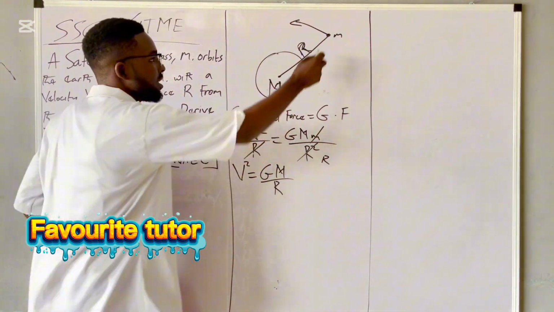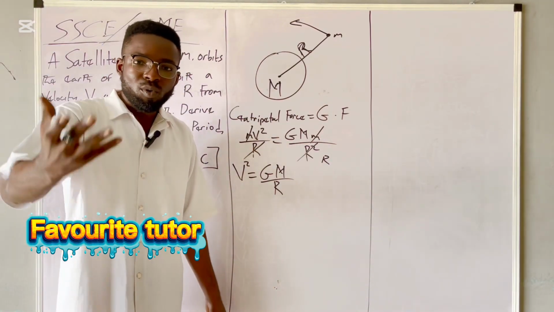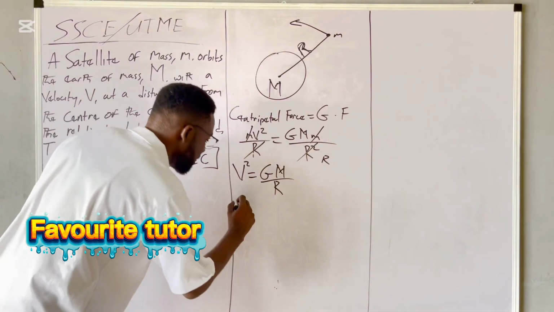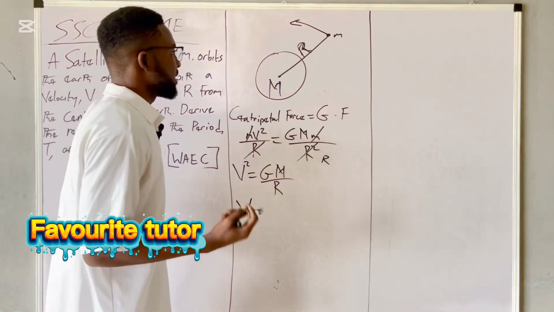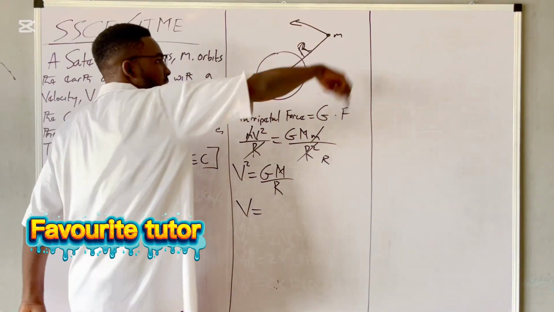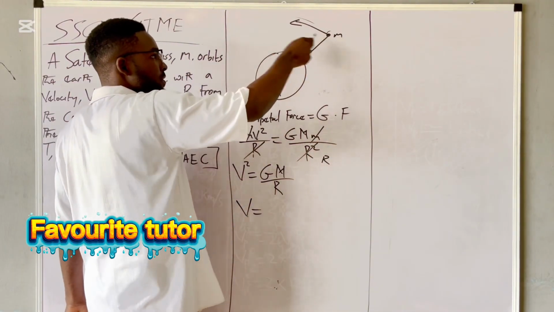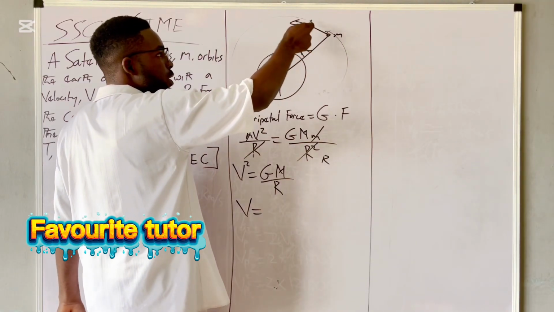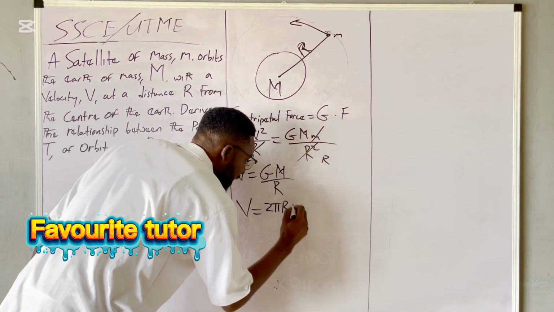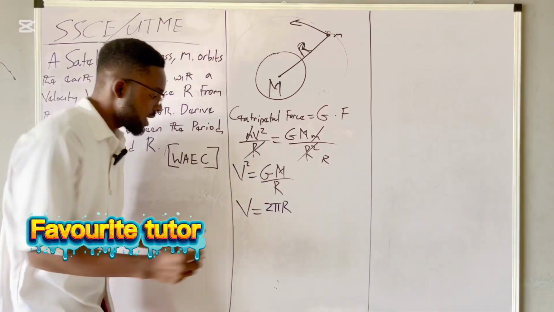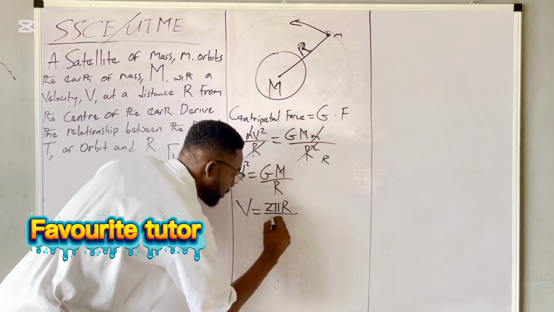From this speed, it's moving around the Earth. This thing is under circular motion. We know that speed is equal to distance over time. Now, if this thing orbits, makes one revolution, what is the distance? The distance becomes the circumference of a circle. And the circumference of a circle is 2 pi r. This is the distance over time. The time for one revolution is the period, that is T.